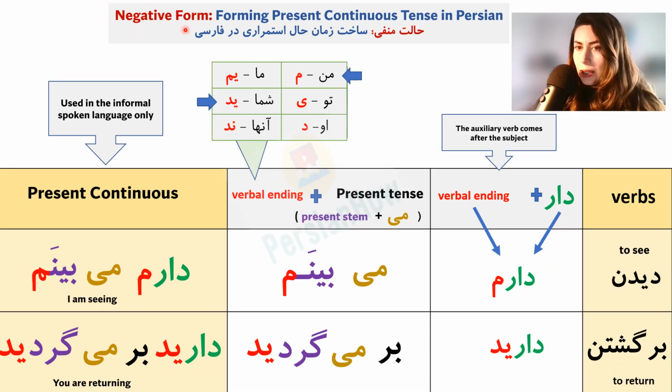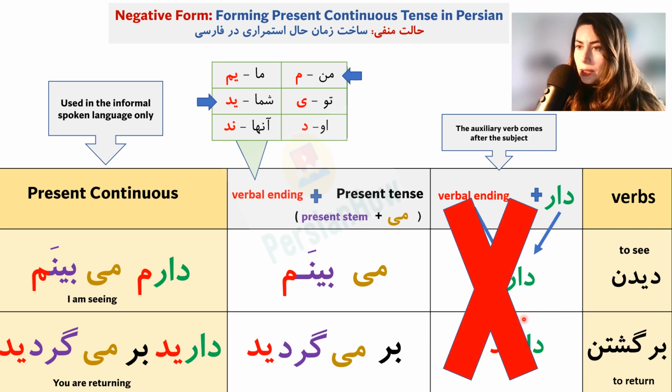Now let's go over the negative form of present continuous. So for the negative, we need to get rid of the auxiliary verb. So we do not need the dar part. And then for the second part, mi changes to nemi. So میبینم here changes to نمیبینم. So دارم میبینم, we get rid of دارم, and می changes to نمی. So نمیبینم, it means I am not seeing.